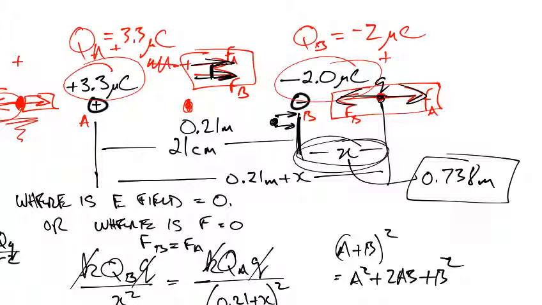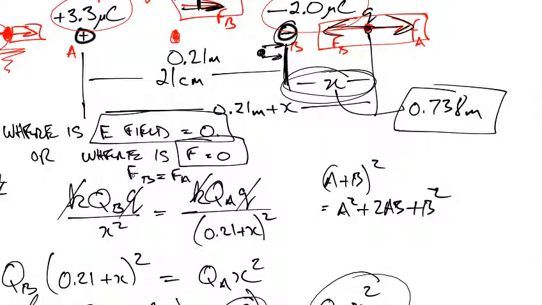So the answer is 0.738 meters to the right of charge B is the location where the electric field is 0, or in other words, where the force on the two charges is 0. By the way, the electric field, you'll notice, would just be simply kq over r squared. The q is canceled out in this equation either way. So whether you use E or F, you're going to get the same answer.